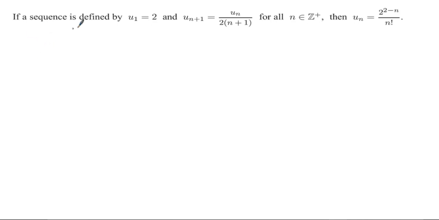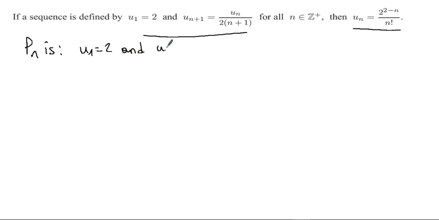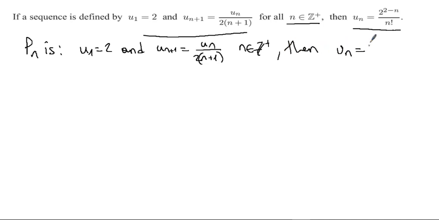Okay, so what's given? A sequence is defined. The first term is 2 and u_(n+1) is given in this form. So what's your proposition? What's your statement? Your statement is that you have the first term u_1 = 2 and u_(n+1) equals u_n divided by 2n plus 1 in brackets, for all integers. Okay, I can write it shortly, and then you will have this formula: u_n = 2^(2-n) divided by n factorial.